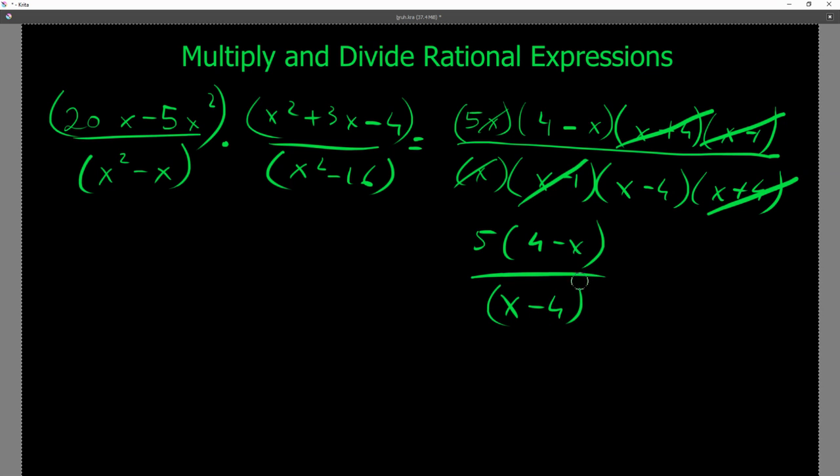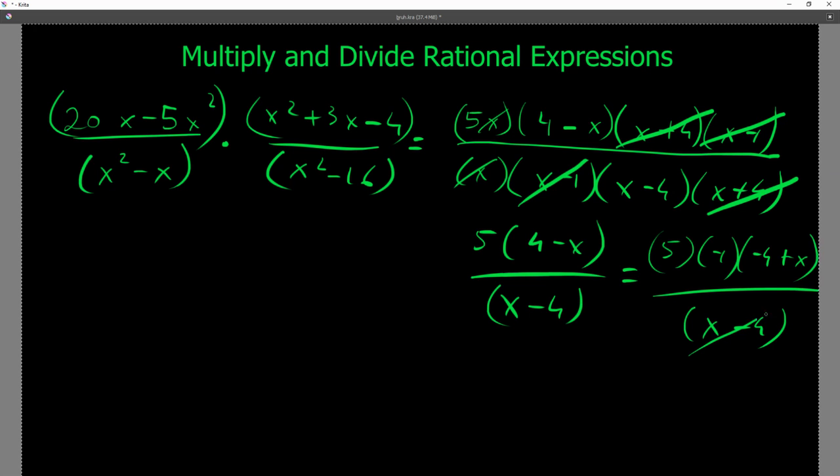And remember when I told you guys that if it's the same thing but opposite sign, you can just take out a -1. So now I have 5, and I take out a -1. If I take out a -1 from 4, I have -4, and the x is now a positive x. And here I have positive x and a -4. So now these are the same. They can cancel. So I have just 5 times -1 is -5.